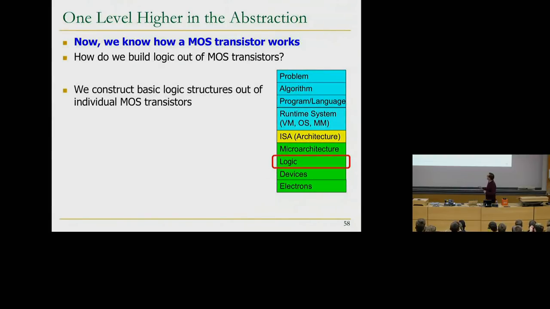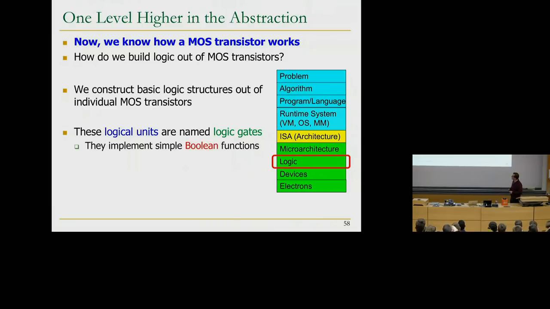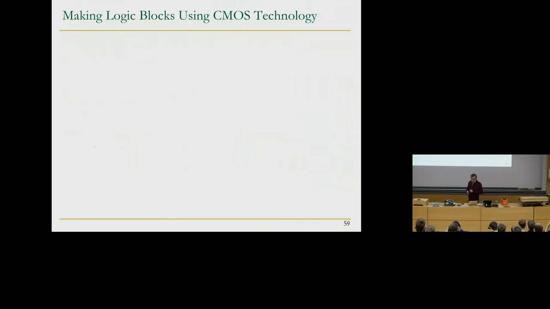Basically, we're going to construct basic logic structures out of individual transistors. And these logical units are named logic gates. And we're going to see a bunch of examples of the logic gates. And these logic gates implement simple Boolean functions, logic functions, that operate on binary values. So let's take a look at that.